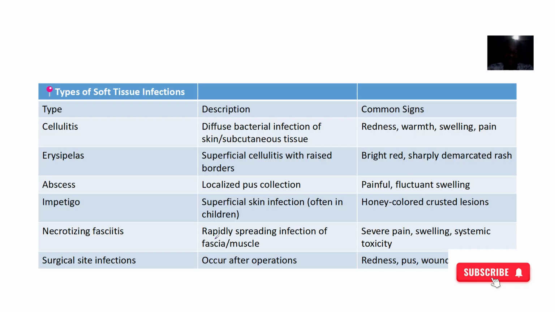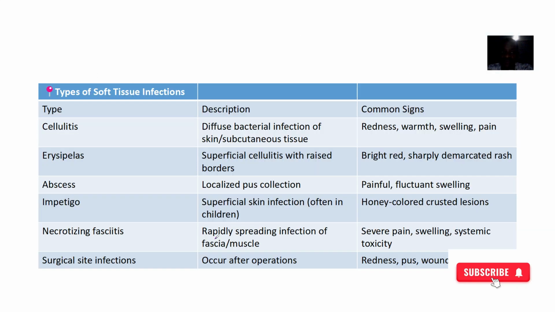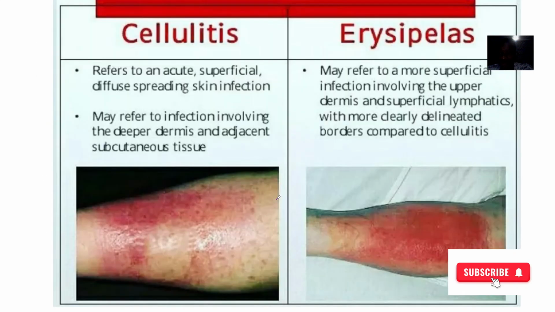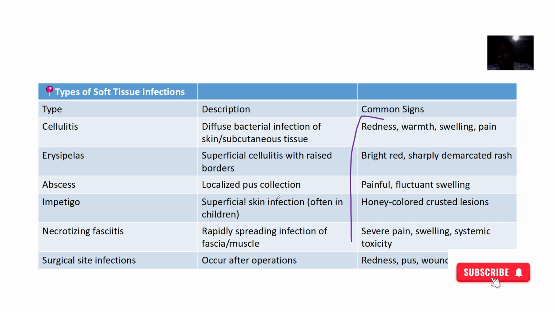So what are the different examples? Just like what I've been seeing in these images, we have cellulitis. So it's a diffuse bacterial infection of the skin, subcutaneous tissue. You can pause to look at the common signs, right? Then we have the Erysipelas. This is Erysipelas. Superficial infection involving the upper dermis and superficial lymphatics, with more clearly delineated borders compared to cellulitis. So cellulitis is more of like widespread.